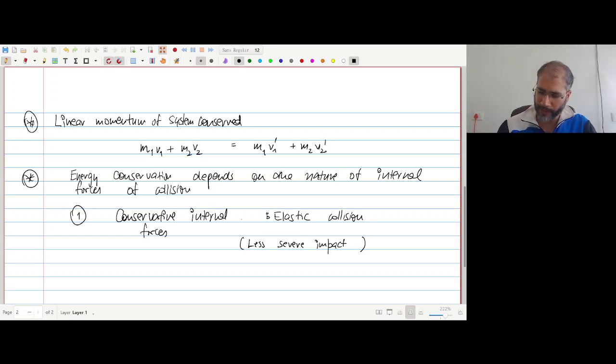And we also say that restoration is regained, because remember the collision is a two-stage process. There's deformation, when the bodies get closer to each other, and then the next is restoration. So complete restoration is regained.